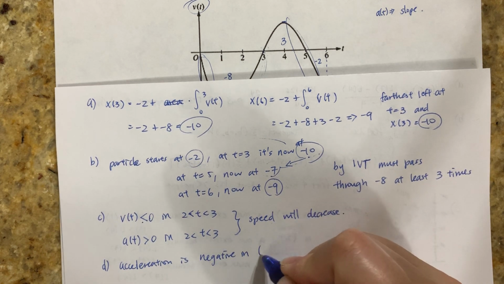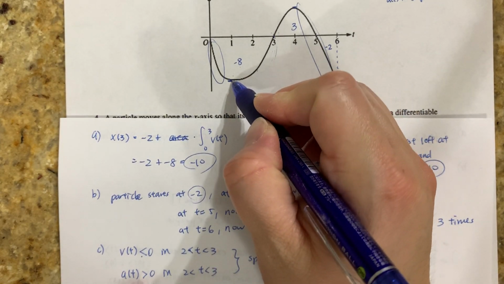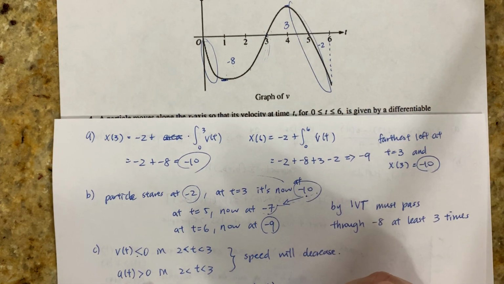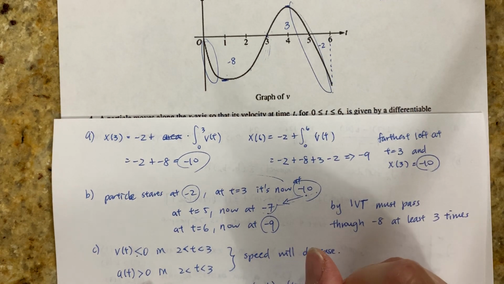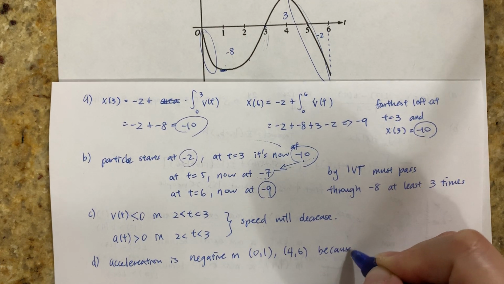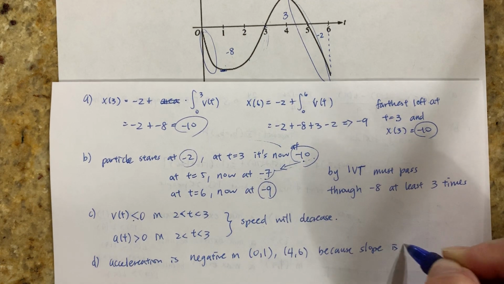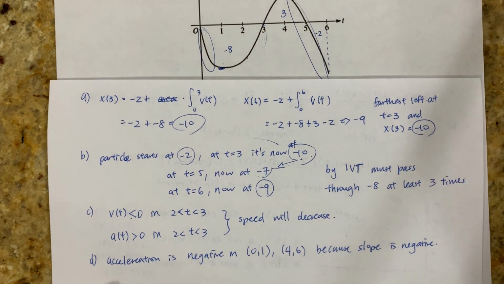in the interval of 0 to 1, because remember in the beginning it told us that it reaches 0 right here at 1, right? And in the interval between 4 to 6. Why? Because the slope is negative. And that's it. That's it for number 4.